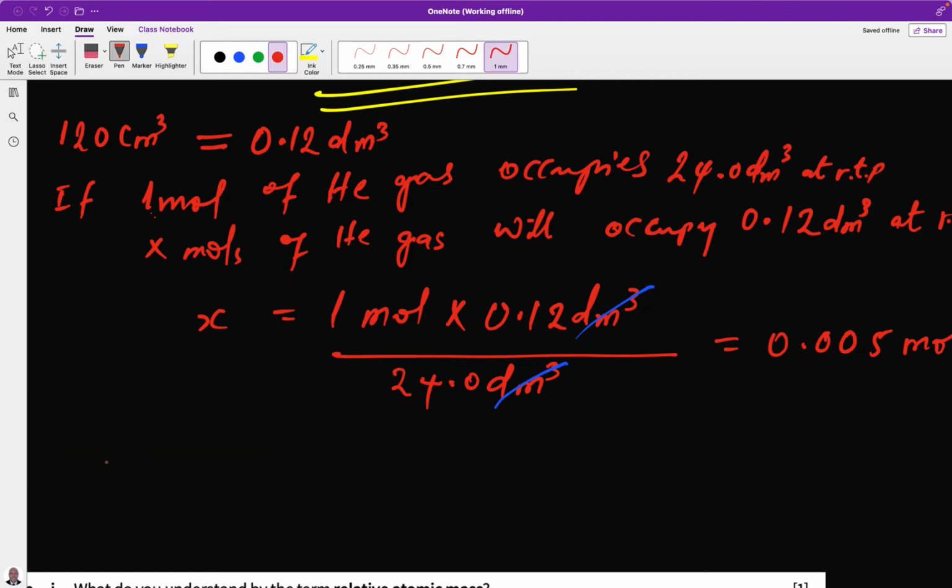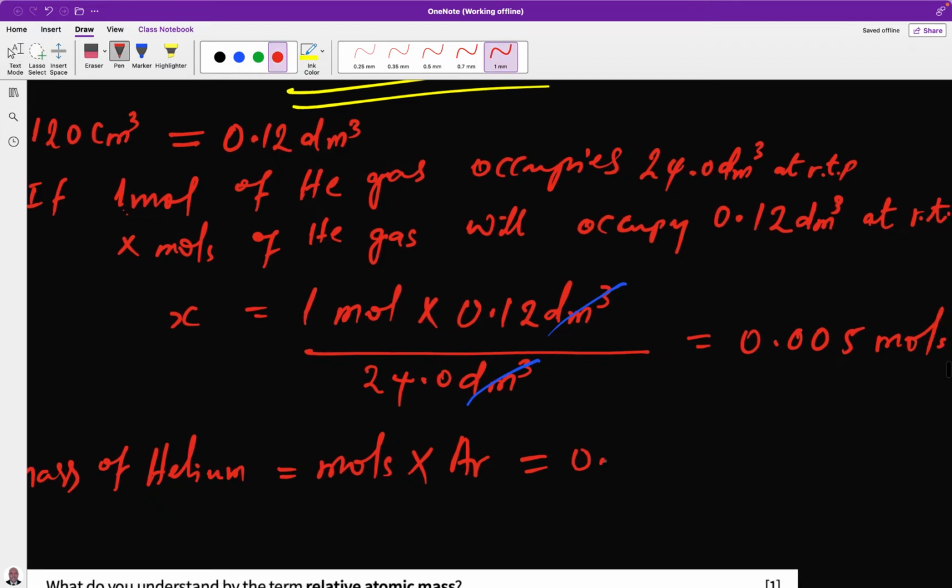So now let's get back again. Our mass of helium will be moles times the AR, that is the relative atomic mass, and that will be equal to the number of moles here, which is 0.005 moles, times the relative atomic mass of helium.